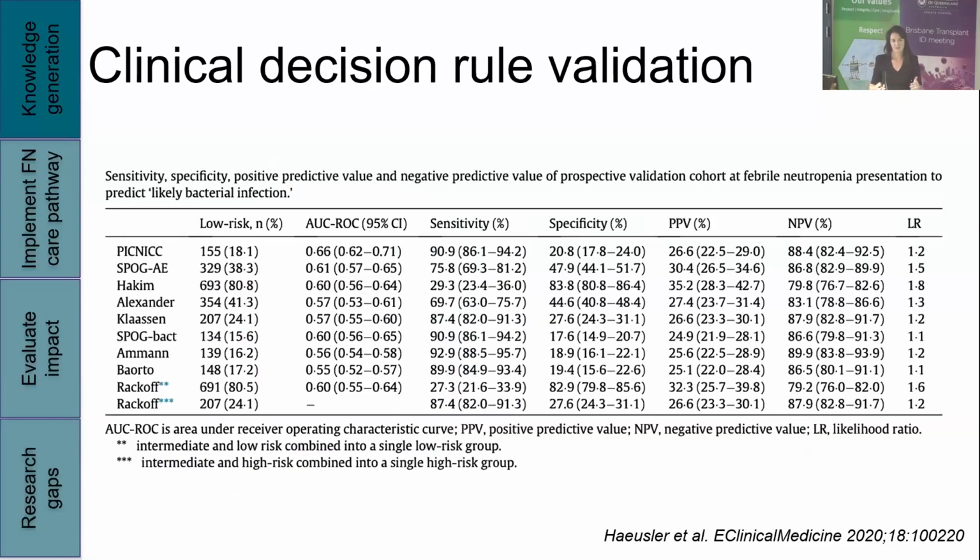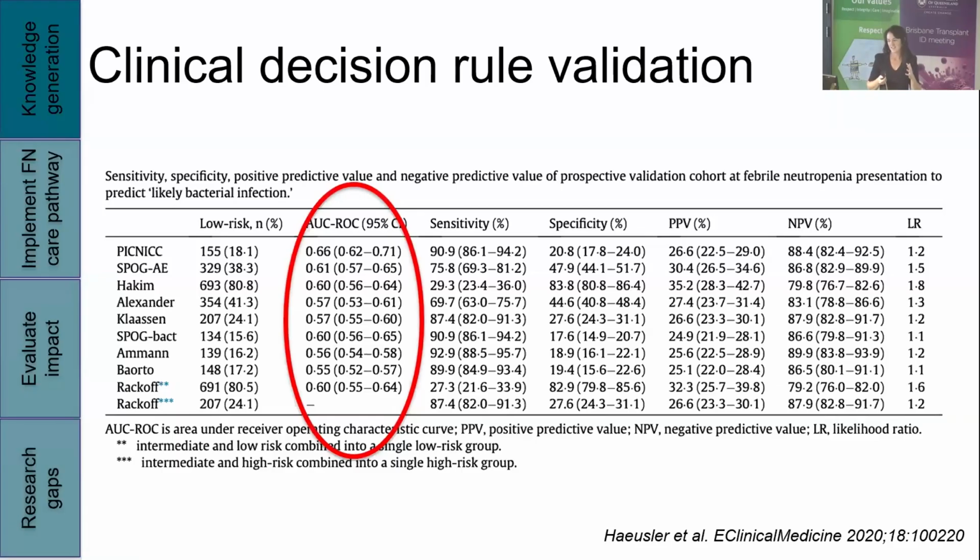The study was, as I mentioned earlier, designed to validate existing risk stratification rules. There are, I think, now over 20 pediatric febrile neutropenia risk stratification rules, as opposed to adult land, where there's one or two rules, like the MASC rule, that is used more broadly.